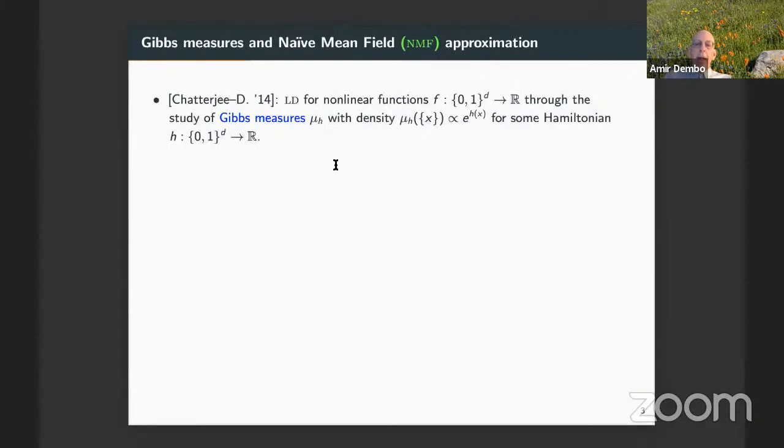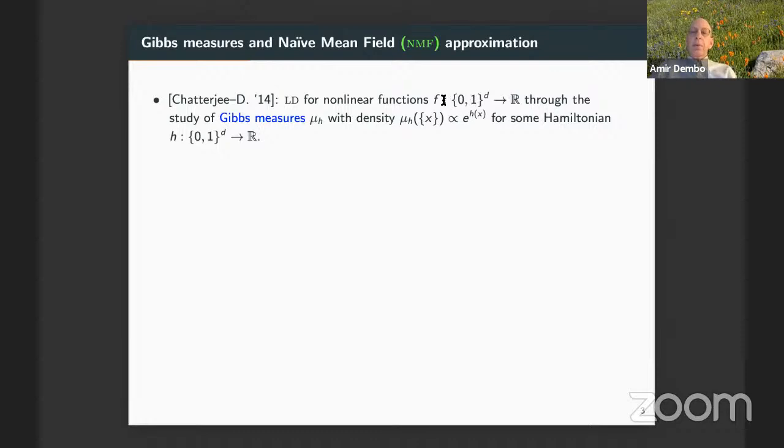I will now do a digression, or a detour, to Gibbs measures, and in particular to something called the naive mean field approximation. In a paper with Sourav Chatterjee in 2014, we proposed an approach to large deviations for nonlinear functions in a large space, typically a large product space, and specifically a large product space of Bernoullis, which is exactly our random graph. The intention was to study or extend the result of Chatterjee and Varadhan to this more challenging sparse case, where as n goes to infinity, we take p to 0 as well.